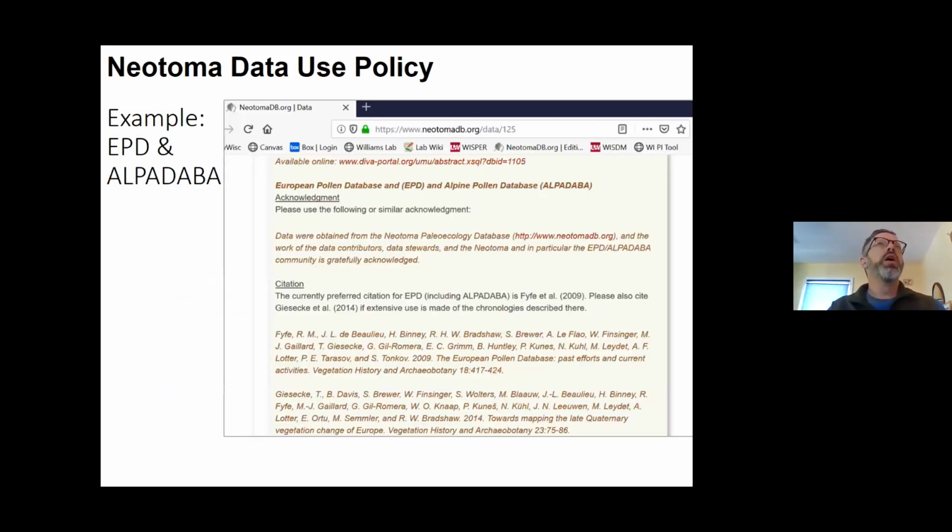So for example, the European pollen database, and the Alpine pollen database, Alpadaba, in our data use policy specify how they would like to be cited and some of the specific papers that they would like to be as their citation endpoints. So that's a way that if you want to use Neotoma and EPD data in Neotoma, here's how to cite it appropriately.